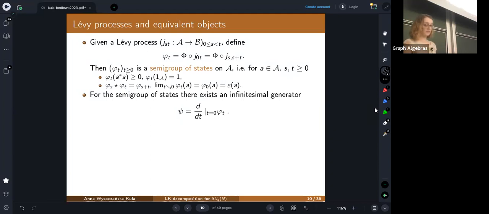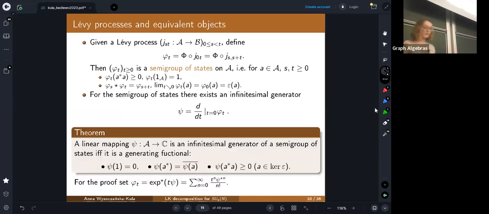So first of all, if we are given a Lévy process, due to the stationarity of the increments, we can define a semi-group of states. So phi t will be an increment of any length t composed with the state of d. So this will be a state, and for any t, we will get a semi-group of states. And this semi-group of states will be differentiable at t, and the derivative at t equals 0 will be called an infinitesimal generator.